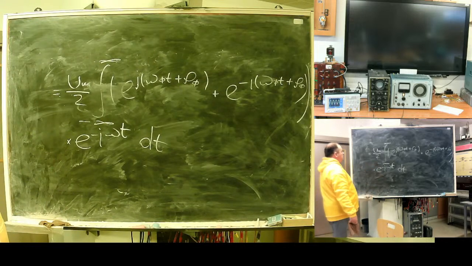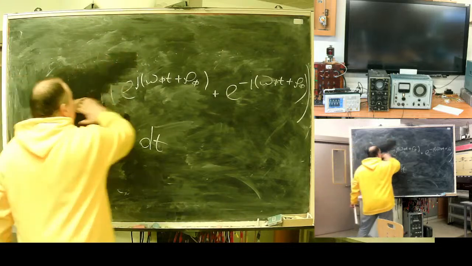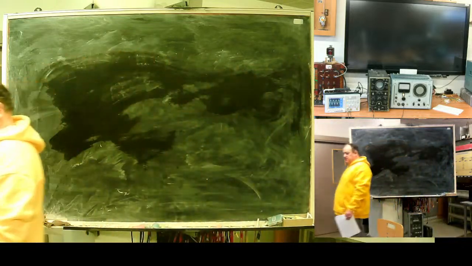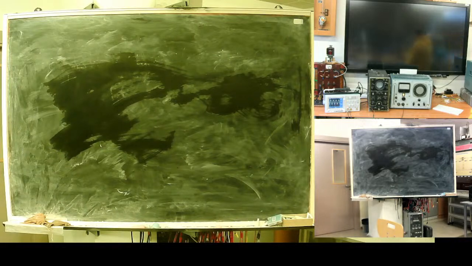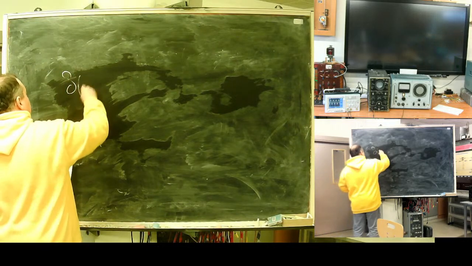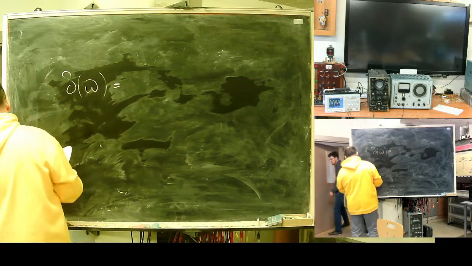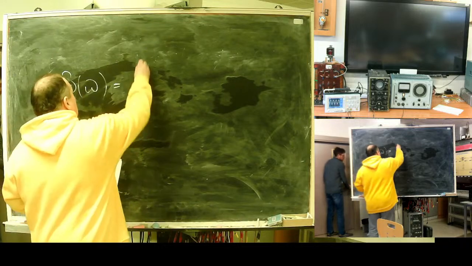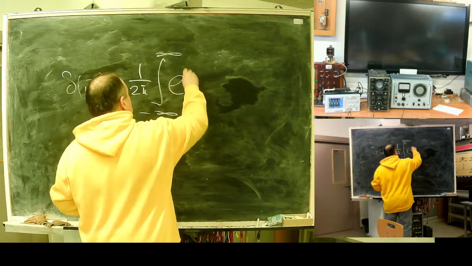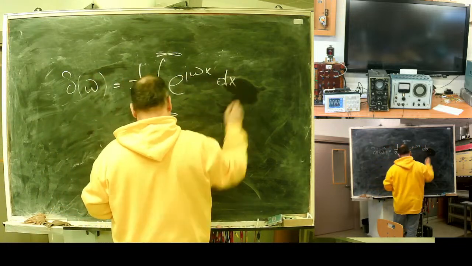Now what? Now I can do a trick. If there is a delta function of time, why cannot exist delta function of frequency? Delta function of frequency, I can write it using this integral form, e to the power j omega x dx.